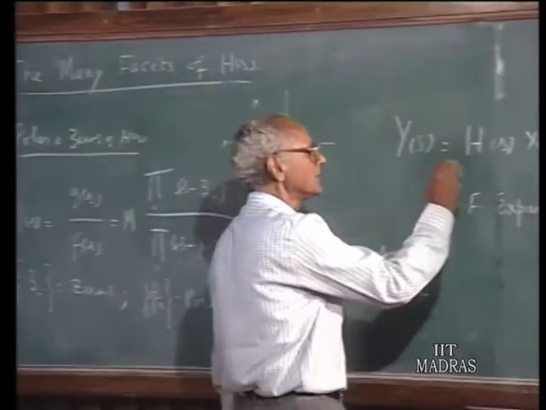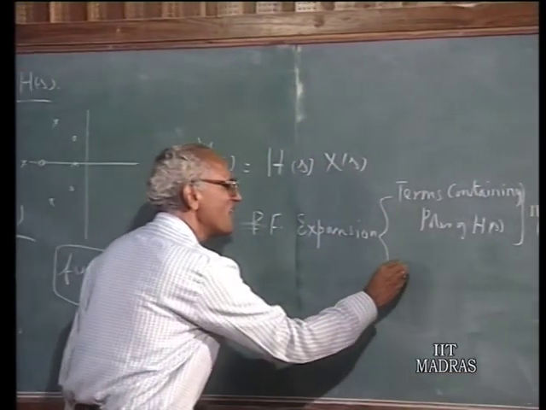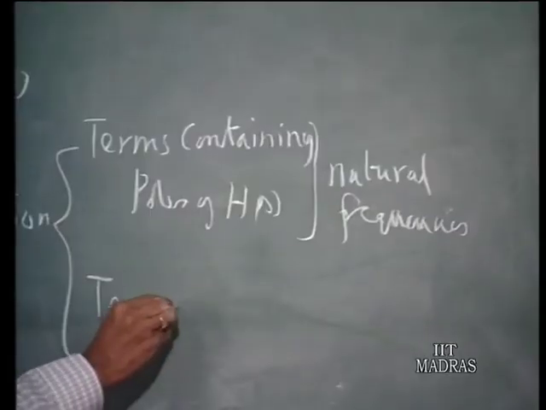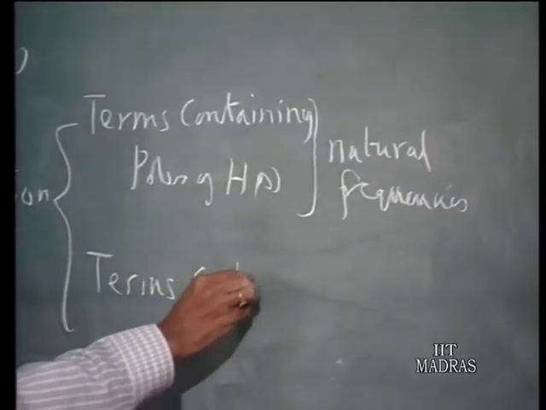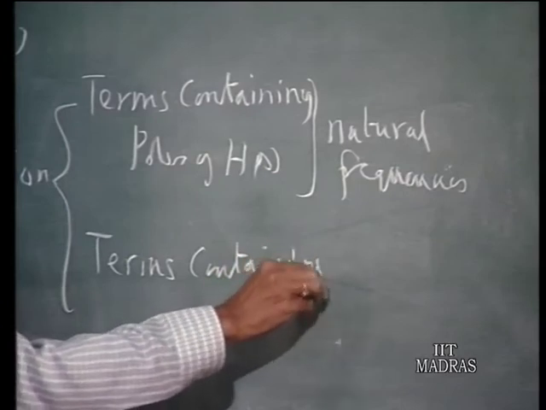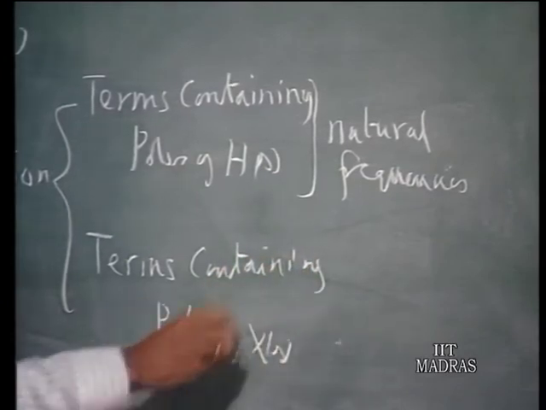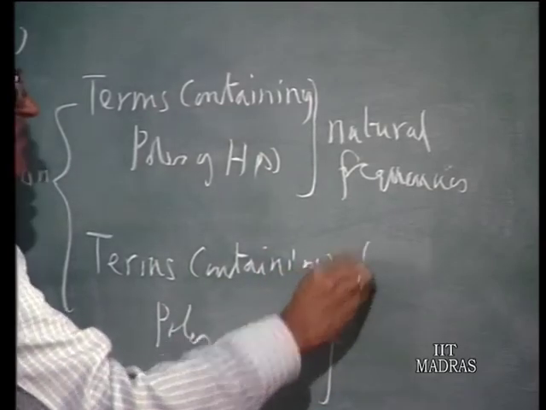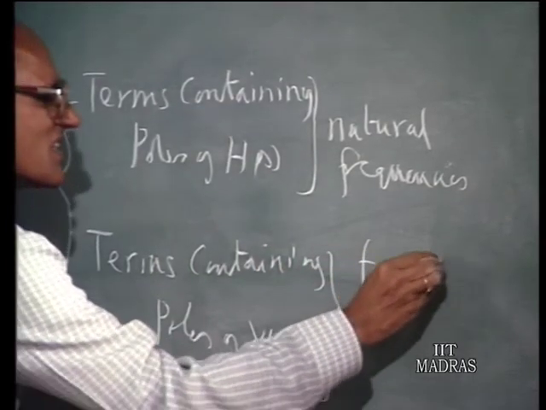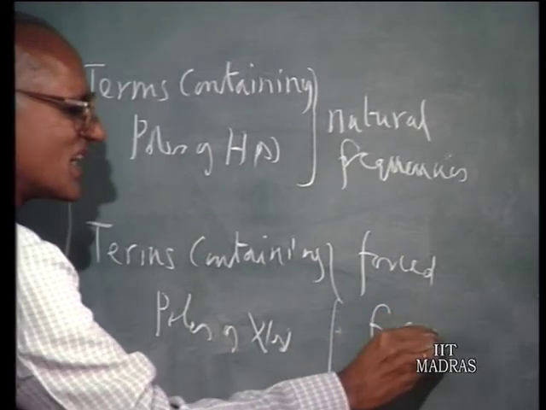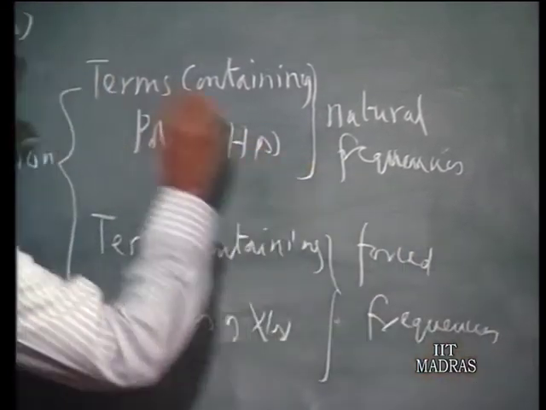On the other hand, the terms containing poles of H(s), X(s) are the forced frequencies. They are the frequencies that come as a result of the particular input.